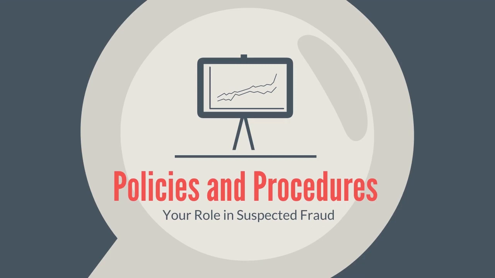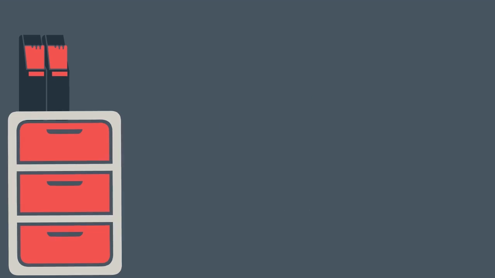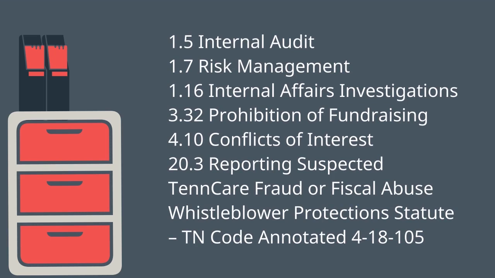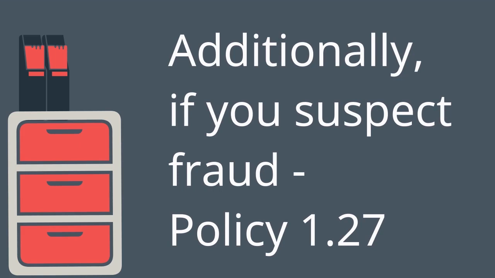Policies and procedures. Your role in suspected fraud. In an ongoing effort to detect and prevent fraud, waste, and abuse, including fraud, waste, and abuse in the federal and state healthcare programs, DCS created policies and procedures and follows laws and rules established to detect and prevent fraud, waste, and abuse. They include, but are not limited to, the policies listed here. 1.5 Internal Audit, 1.7 Risk Management, 1.16 Internal Affairs Investigations, 3.32 Prohibition of Fundraising, 4.10 Conflicts of Interest, 20.3 Reporting Suspected TennCare Fraud or Fiscal Abuse, and the Whistleblower Protection Statute, Tennessee Code Annotated, Title 4, Chapter 18, Section 105. Additionally, if you suspect fraud, Policy 1.27.